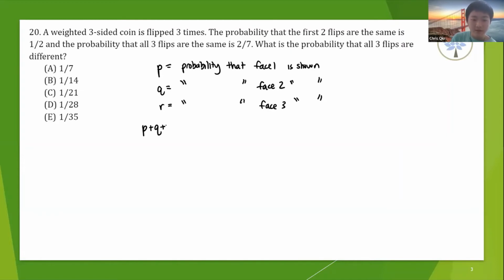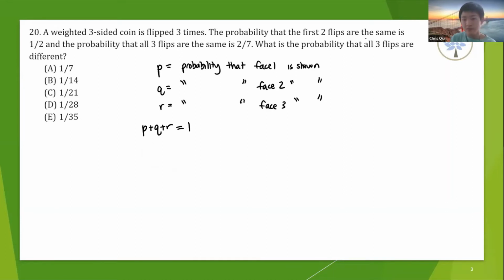So the first equation we can get is that P plus Q plus R equals 1, since one of these faces, 1, 2, or 3, is going to be shown. So there's a probability of 1 that one of these 3 faces shows. So P, Q, and R have a sum of 1. And let's look at our conditions.